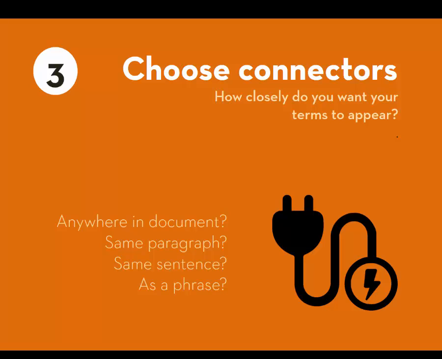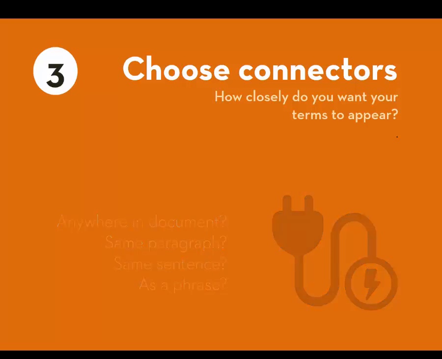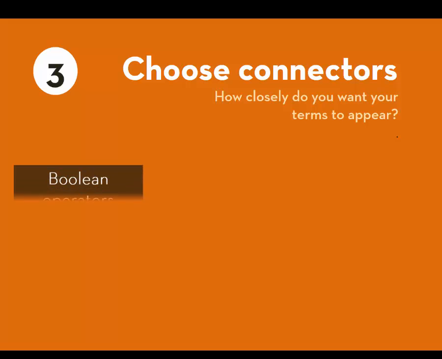After identifying all the terms we want to use and their variations, we're ready to choose connectors, so the computer database you are searching will retrieve documents with the terms in the way that you specify. For example, you can specify that your terms appear anywhere in the document or appear more precisely in the same paragraph or the same sentence together, or even as a phrase. There are 3 types of connectors: Boolean operators, proximity operators, and phrase searching.